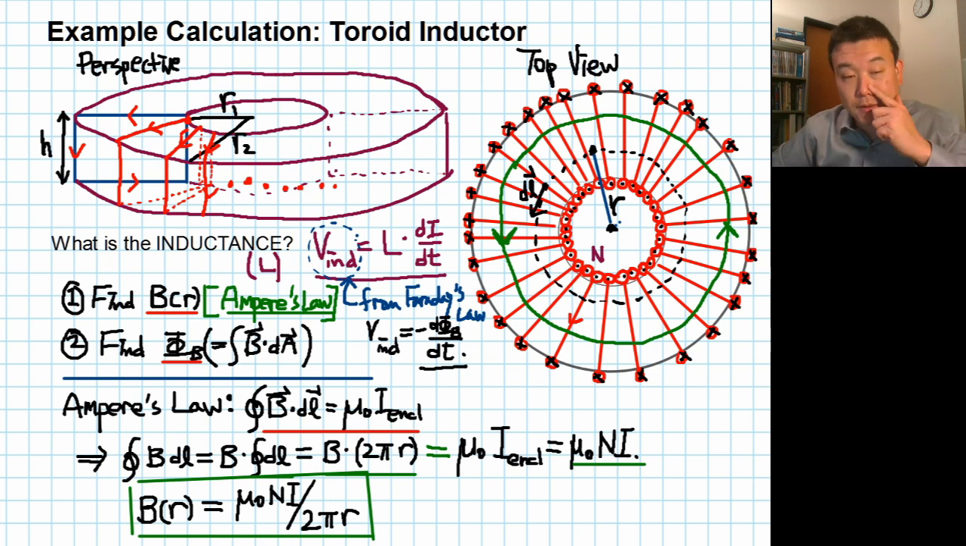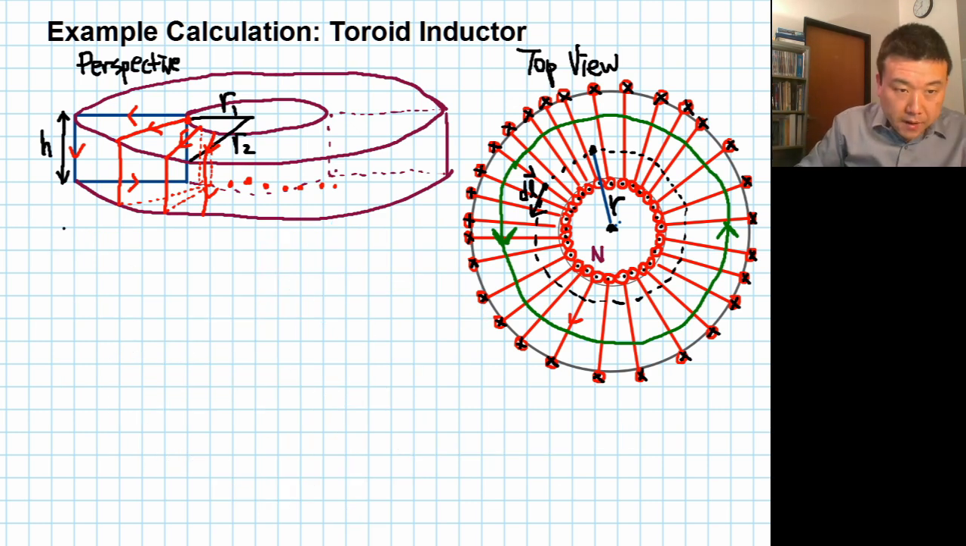Now, one thing I do want to note is that it is a function of r. It's not a uniform magnetic field over this cross-sectional area. And that's the part that's going to make our next calculation a little bit more complicated. So, let's move on.